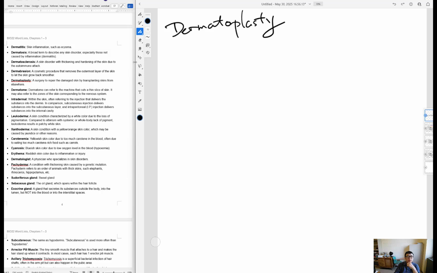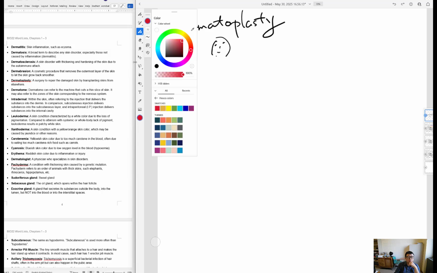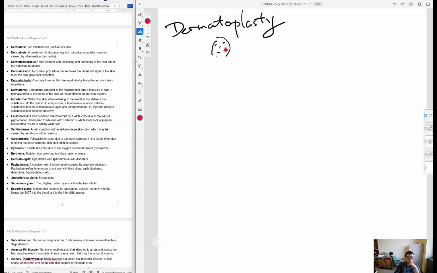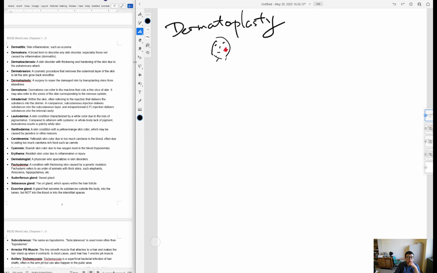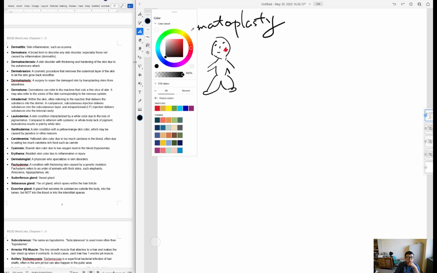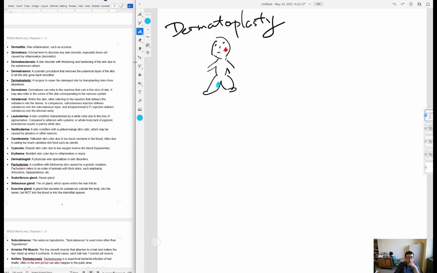The doctor takes away the damage here. And what the doctor does is, here I have a thick leg, and the doctor will take some of the skin from mostly, I believe, the internal part of the thigh, taking this and patching it to my face. That is dermatoplasty.